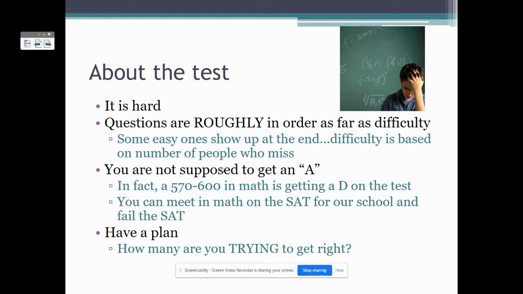A D. If you get a D on a test you take at school right now, how do you feel when you're taking it? Probably ugly, yucky, right? Here, if your goal score is a 600, which for some people in the room, your goal score will be 600 in the math portion, obviously, then you're supposed to get a D. So that's the feeling you want to have.